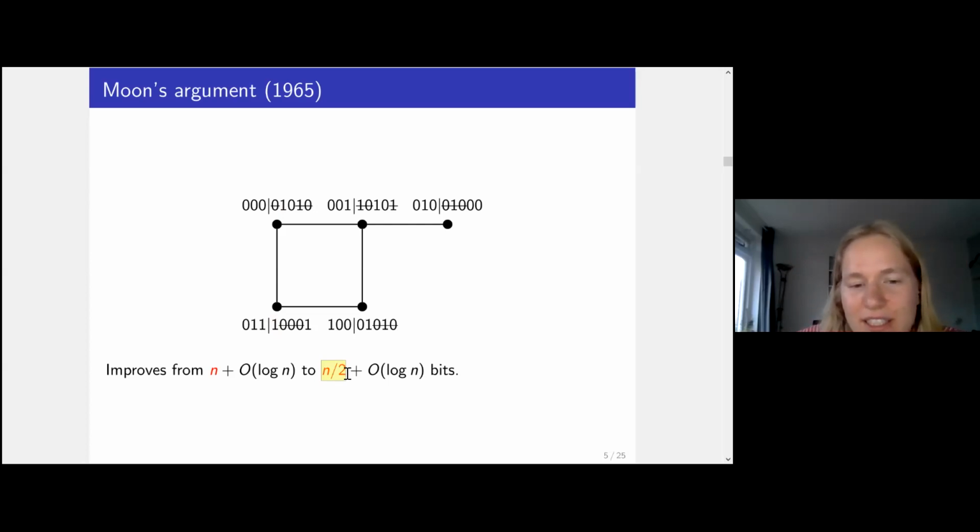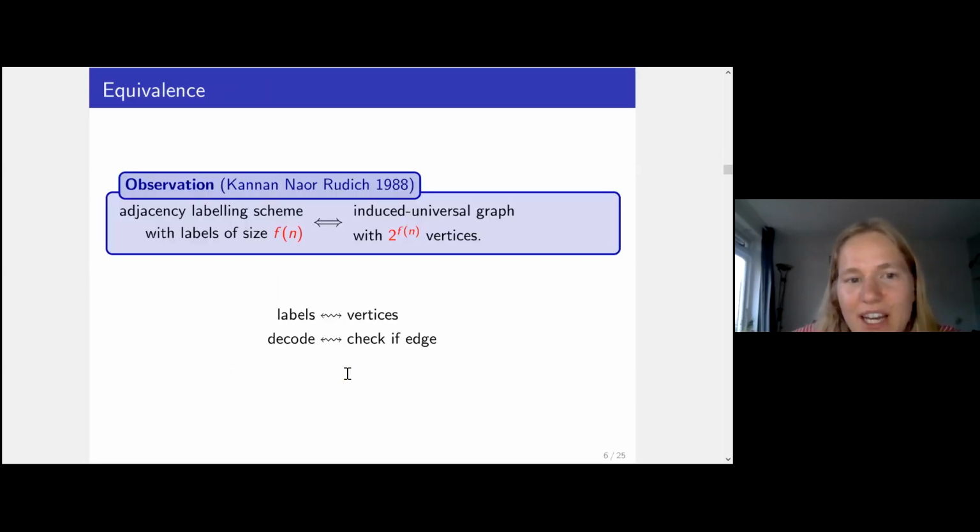Okay, so this is the informal definition of an adjacency labeling scheme. And from these adjacency labeling schemes, as alluded before, we can get an induced universal graph. It's important to remember that there's this connection, but you don't really have to understand why this is, so let me just give you a bit of the idea behind it. If we have a labeling scheme with labels of size fn, so for our 0, 1 bit strings, then we have 2 to the fn possible bit strings. And we just put those as the vertices of our induced universal graph.